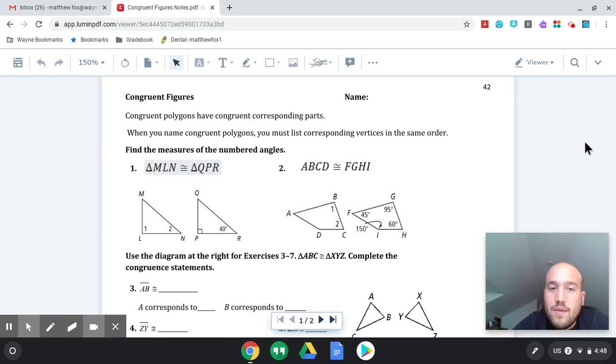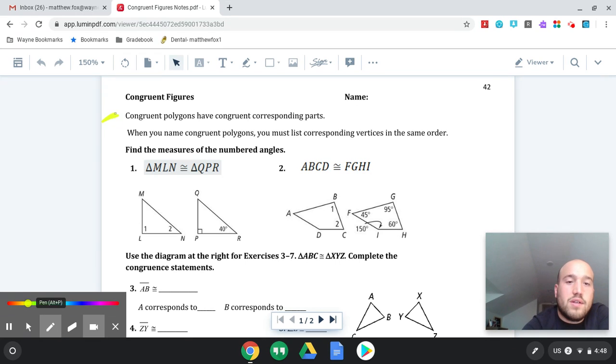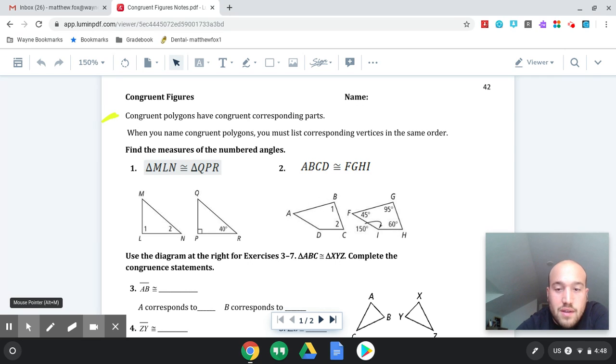Now, this first line right here says congruent polygons have congruent corresponding parts. Lots of words there. Congruent we already talked about. Polygons just means a shape that has straight sides around the edge that are all connected. So here's an example. This is a triangle. This is a four-sided figure. Those would both be polygons. Pretty much your typical shapes except an oval or a circle. Those would not be polygons because they have curves.